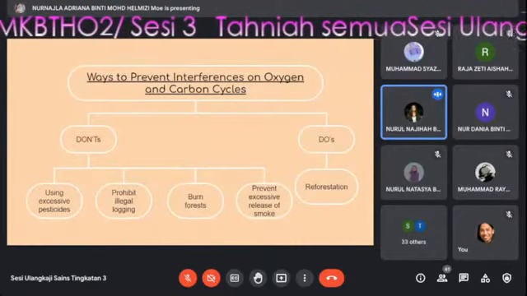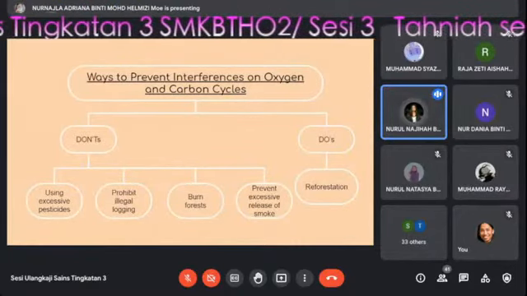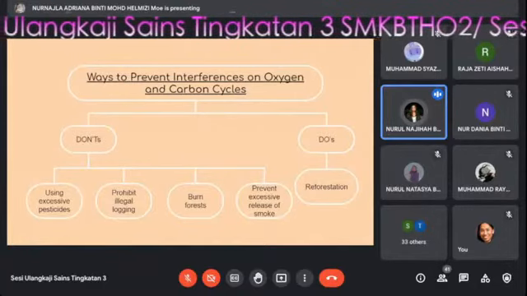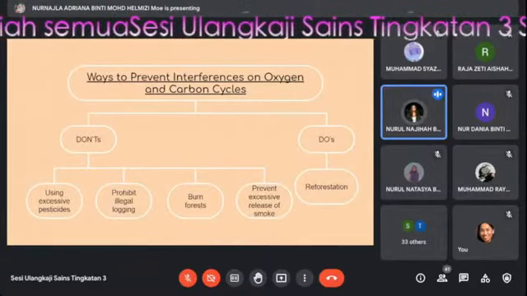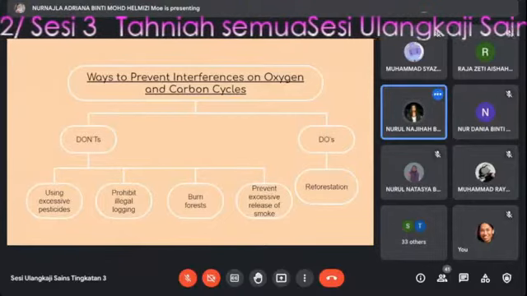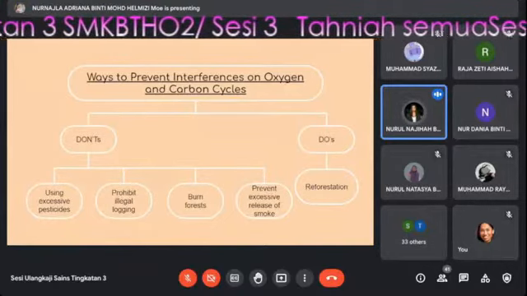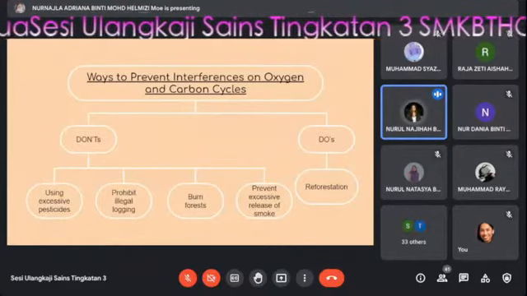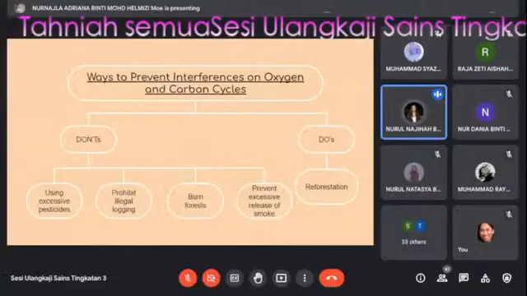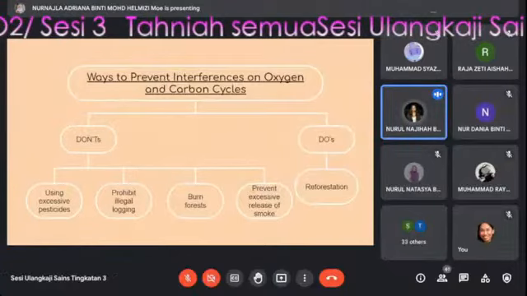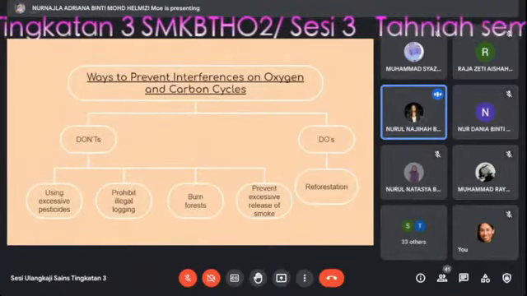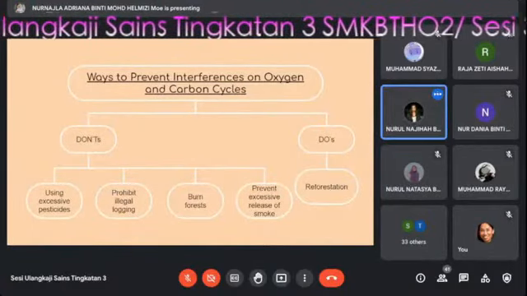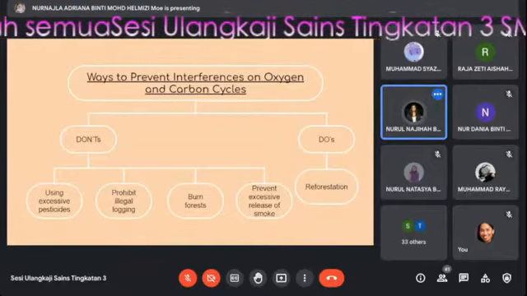Ways to prevent interference with the oxygen and carbon cycles. Don't use excessive pesticides. Pesticides will weaken the plant root system and immune system, reducing the concentration of essential plant nutrients in the soil, such as nitrogen and phosphorus. Next, prohibit illegal logging. It destroys trees that act as carbon sinks.